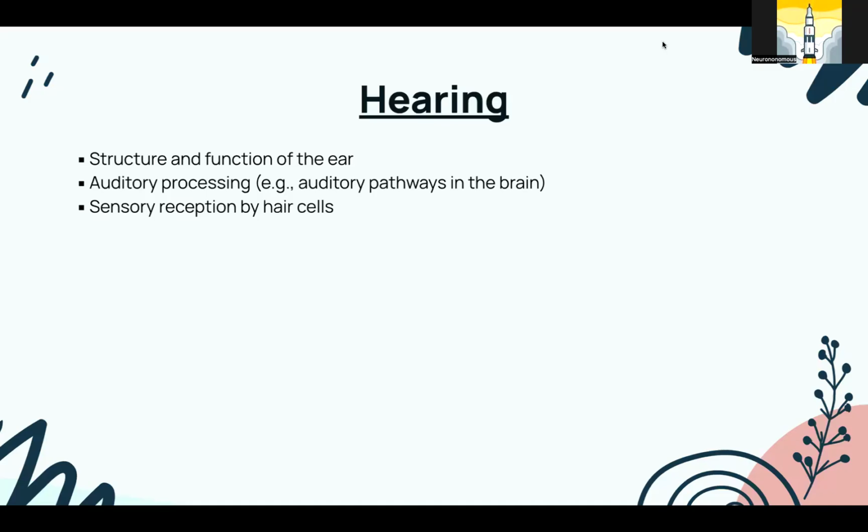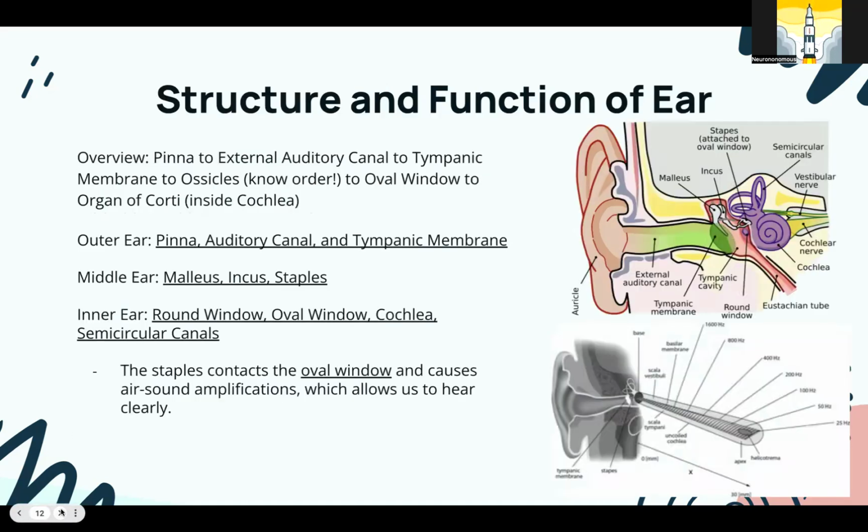All right, so today we're going to take a look at hearing. We're going to talk about the structure of the ear and also how external stimuli are being translated into signals that the brain can interpret. So first, let's take a look at the structure of the ear.